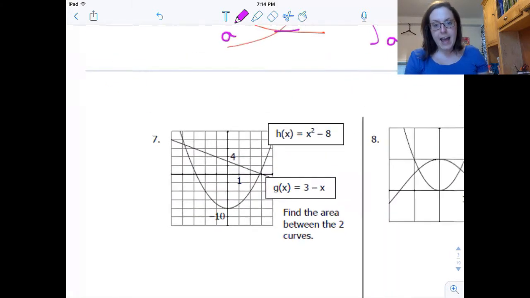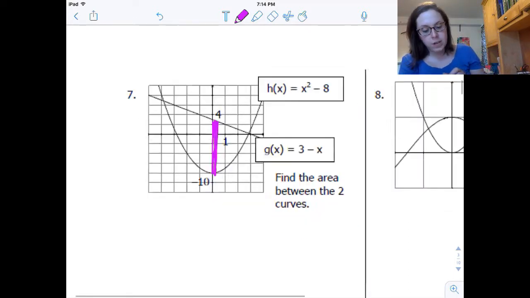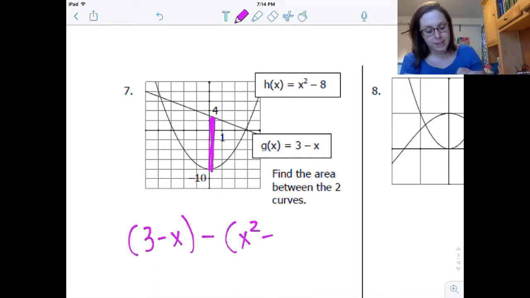And I have h of x is x squared minus 8 and g of x is 3 minus x. And I'm going to think about here the distance between those curves because remember that's what I want to accumulate. So I'm going to do top minus bottom subtracting my y values. So the distance between those curves is the linear function, which is g, so 3 minus x, minus the quadratic function, which is x squared minus 8. Since these are in terms of x, I'm going to have dx there.